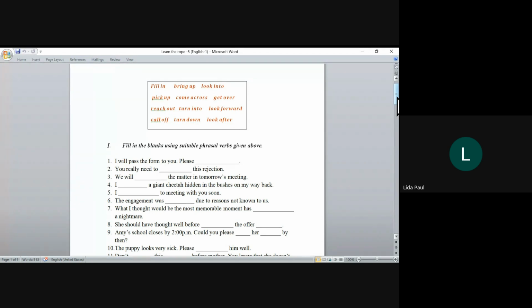Someone else's hands. Who's this? Vedant. Yeah, Vedant, you can speak now. No, not Vedant. This is Vinayak.